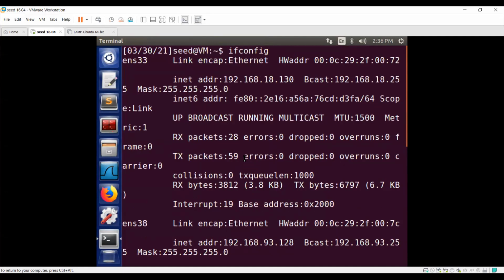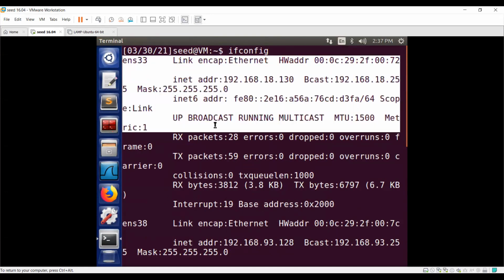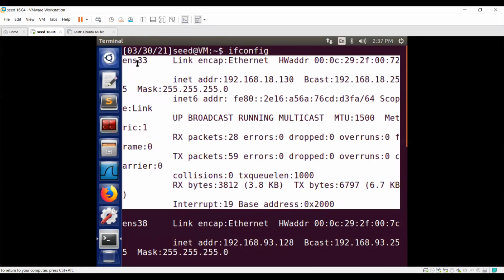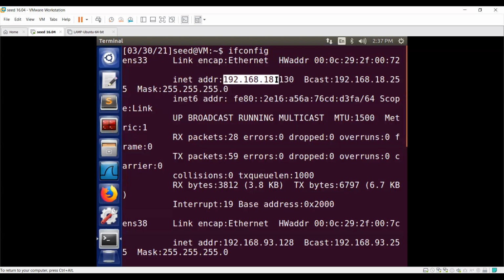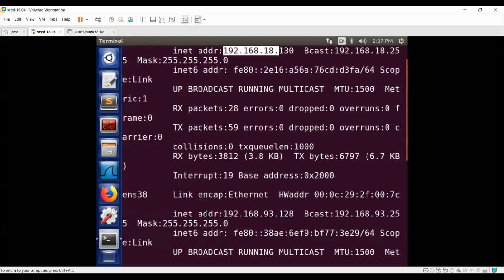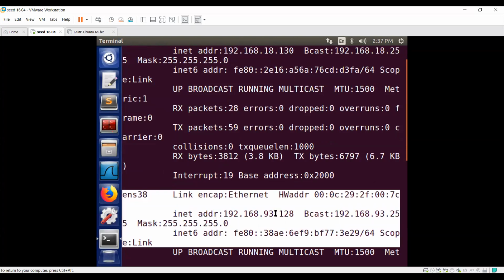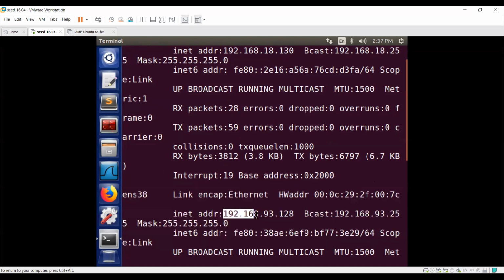If you look carefully here, I actually have 2 network interfaces, right? I have this one, which is ens33. You can see that the address is 192.168.18, right? You see that there. And then I have another interface that I set up called ens38. Do you see that one here? This one has the network ID of 192.168.93. So basically, I have also configured the VM to have 2 network adapters, right?